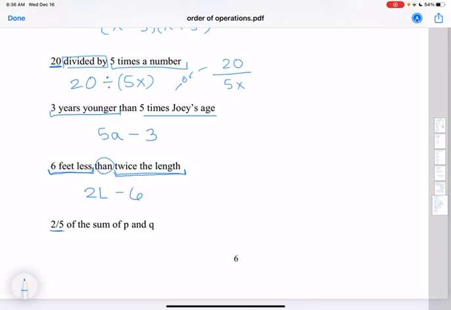Next, we have 2/5 of the sum, and "of" means multiply. So 2/5 multiply the sum, which means plus, of P and Q. So 2/5 of, multiply, the sum is plus P and Q.